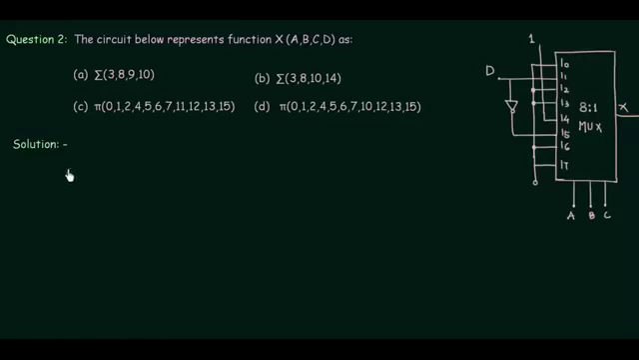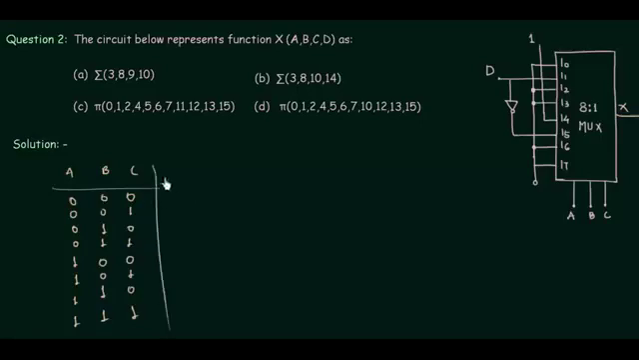When there are 3 selector variables, we are having 8 possible combinations. So let's make them quickly. Zero one, zero one, zero one, and the output is x. So the inputs are simply I0, I1, I2, I3, I4, I5, I6, and I7.